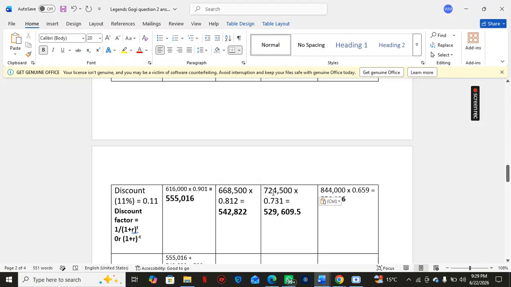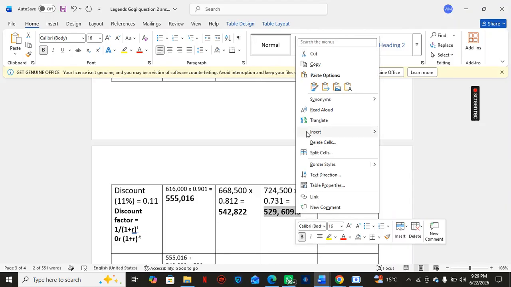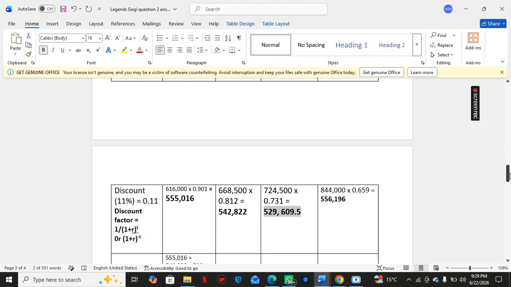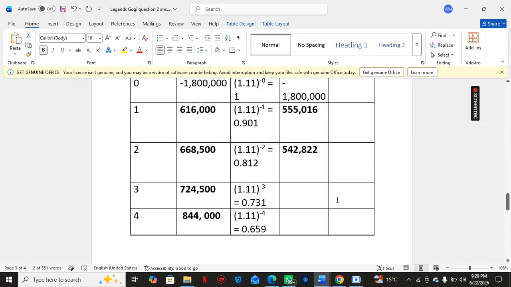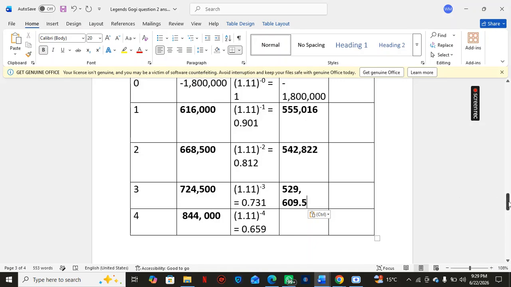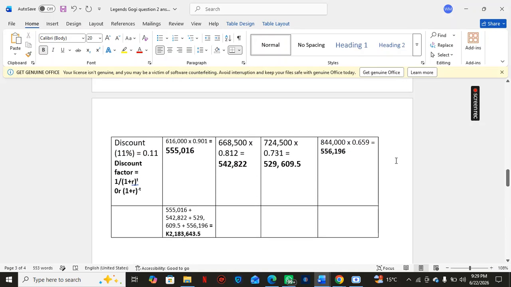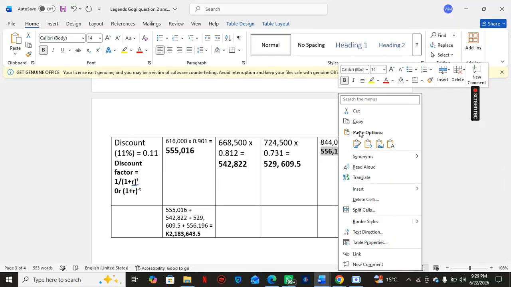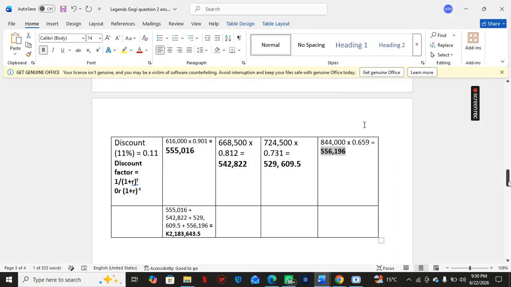Year 3: 724,500 multiplied by 0.731, 529,609.5. Year 4: 844,000 multiplied by 0.659, you get 556,196.